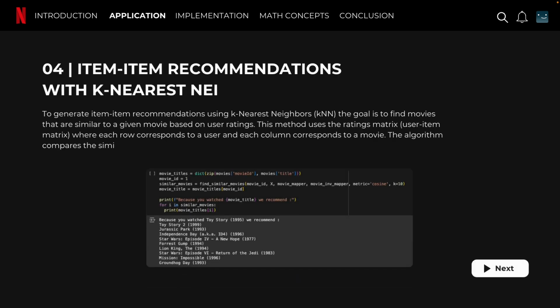Item recommendations use the k-nearest neighbor algorithm to find movies similar to a given movie based on user ratings. The system relies on a user item matrix where rows represent users and columns represent movies. By comparing user engagement vectors, it determines movie similarities and generates tailored recommendations.